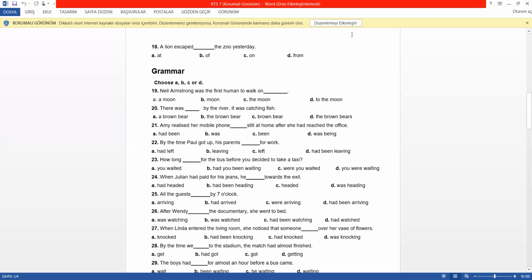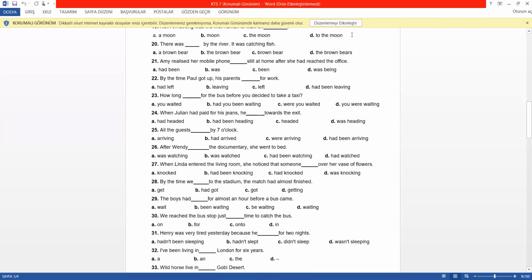In question 27, the relevant answer is C, had knocked, as it's the action that happened before the other one mentioned in the sentence.